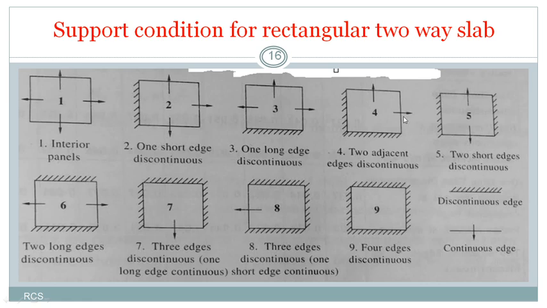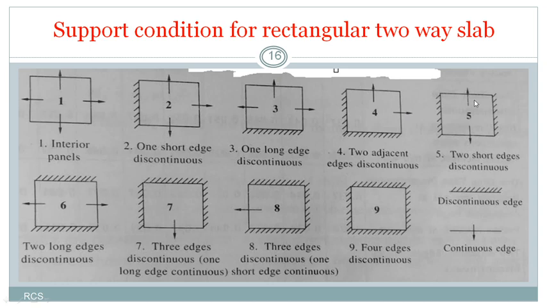And then condition number 4, two adjacent edges are discontinuous. Those may be, one may be long, another may be short. So the adjacent edges are, this is one and this is another. These two are adjacent to each other. So here it is a shorter edge and it is a longer edge. These two are discontinuous. And remaining edges, one long edge and another short edge will be continuous. This can be shown by arrow marks.